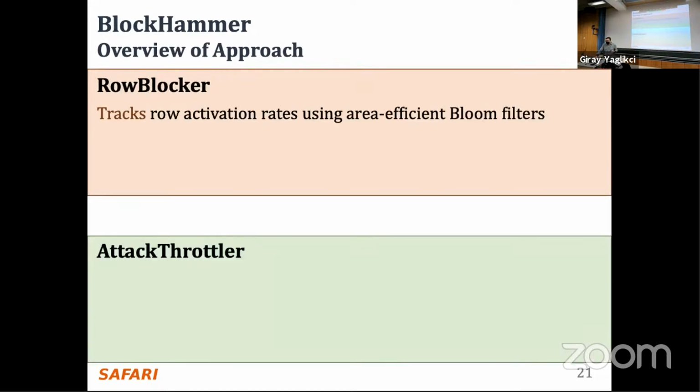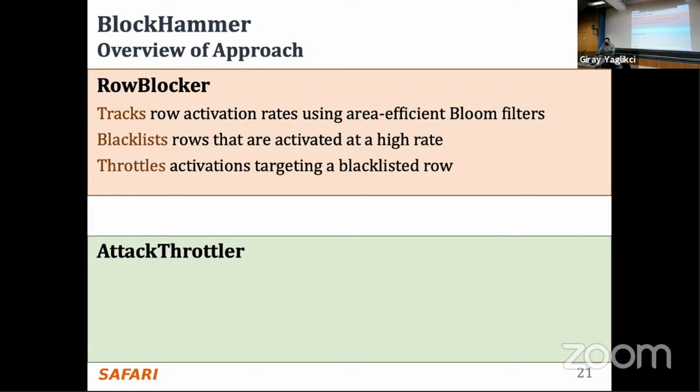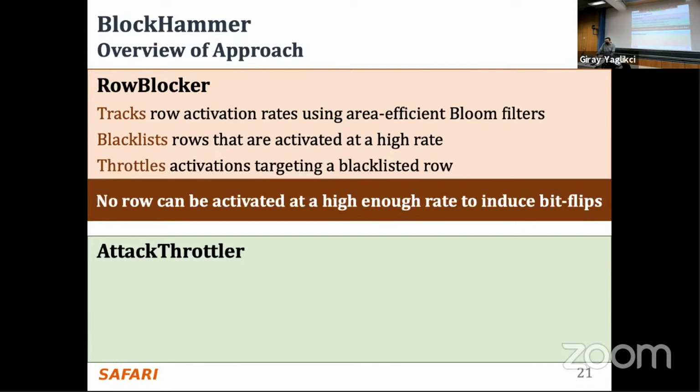Row blocker tracks row activation rates using area-efficient Bloom filters, blacklists rows that are activated at a high rate, and throttles or enforces a certain delay between activations targeting a blacklisted row. By doing so, row blocker ensures that no row can be activated at a high enough rate to induce RowHammer bit flips.